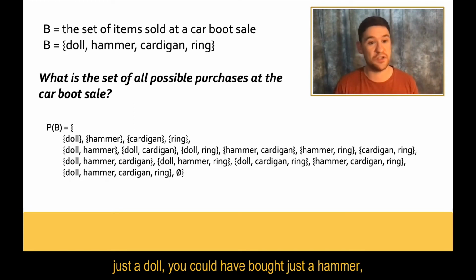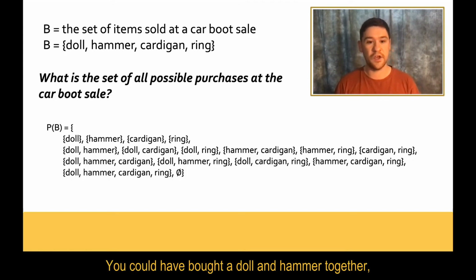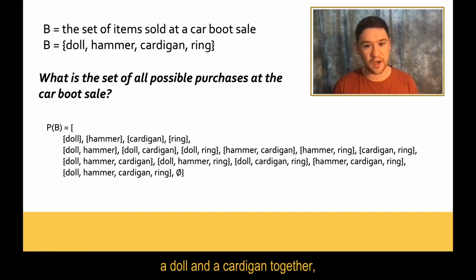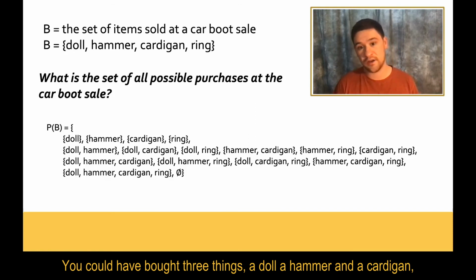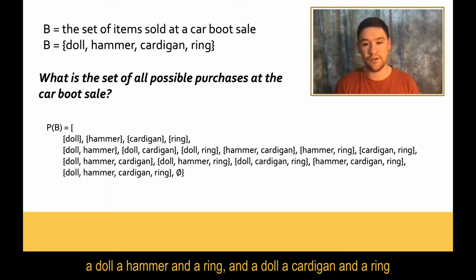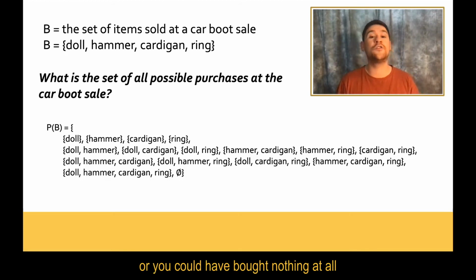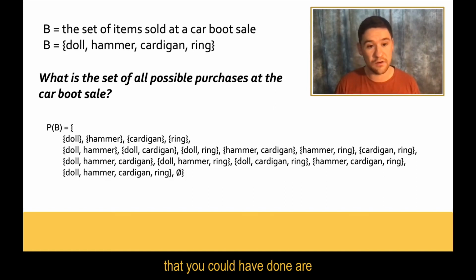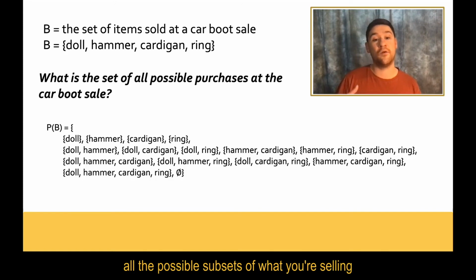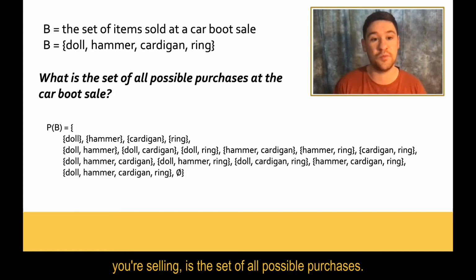So you could have bought just a doll. You could have bought just a hammer, just a cardigan, or just a ring. You could have bought a doll and a hammer together, a doll and a cardigan together, a doll and a ring together, and so on. You could have bought three things, a doll, a hammer, a cardigan, a doll, a hammer, a ring, and a doll, a cardigan, and a ring. You could have bought all the things, a doll, a hammer, a cardigan, and a ring. Or you could have bought nothing at all. So all the possible purchases that you could have done are all the possible subsets of what you're selling. So the power set of B, the set of things you're selling, is the set of all possible purchases.